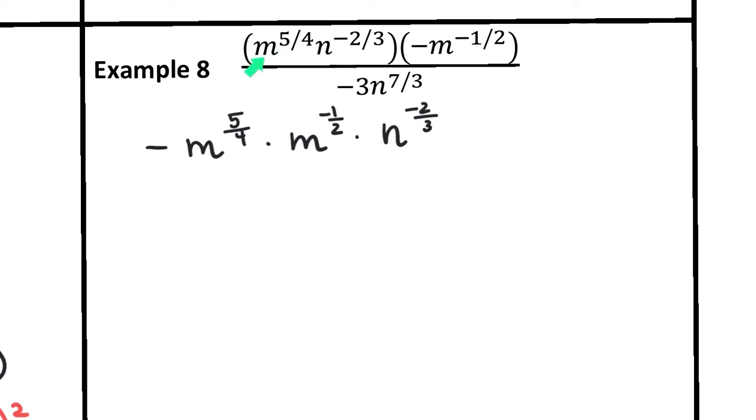So notice what I did. I brought down the m to the 5/4, but I put this negative in the front, and then I put m to the -1/2 second, then n to the -2/3 I put it last. And then divided by, then I'm just going to copy the denominator. Now notice here where the negative is, if there's no number there, we assume that there is a 1 there.